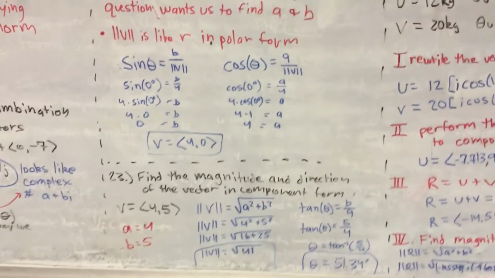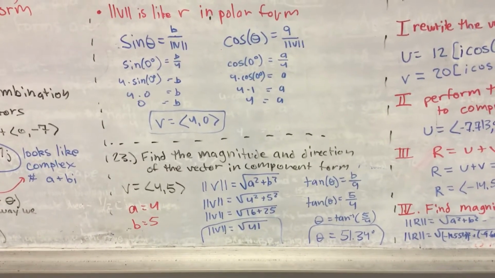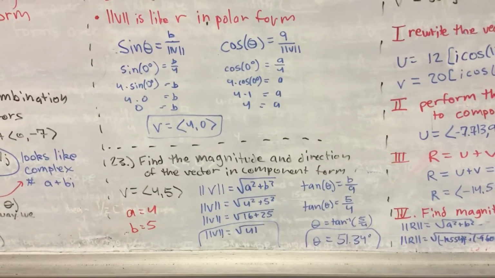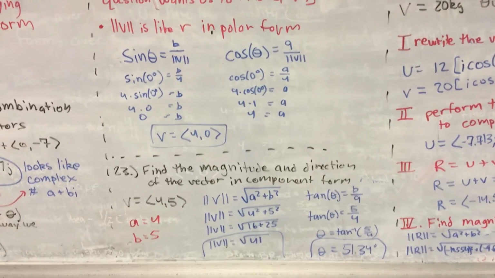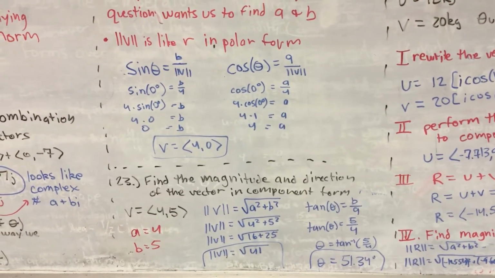Question 23, we're doing the exact opposite. We're given component form, and we find the magnitude and direction. Remember, magnitude, or the norm, is equal to the square root of a squared plus b squared. We plug in a and b, get our answer.